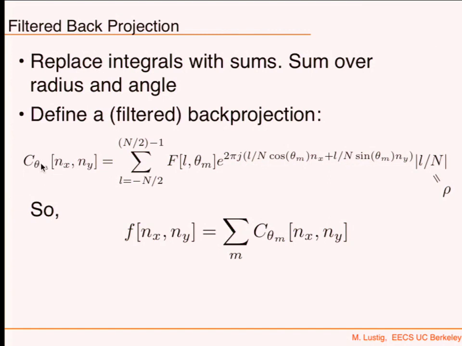So what is this really? This is an image. It's a 2D signal because it's still a function of nx and ny. It's also parametrized by theta sub m, so it's going to be different. This is a set of 2D signals, which I'm going to call back projection, or in this case, actually, a filtered back projection.